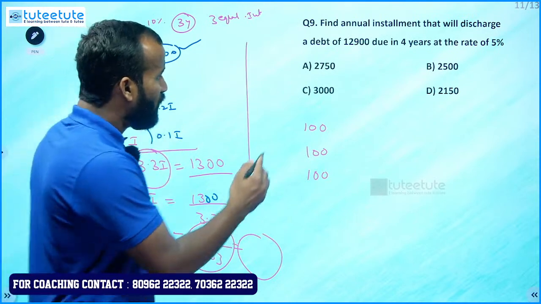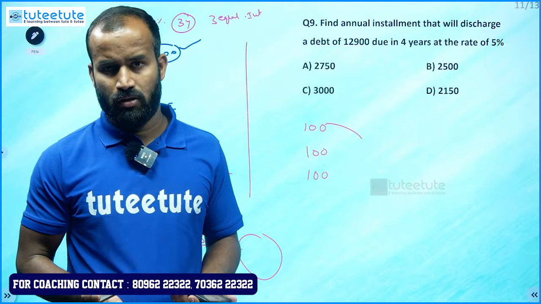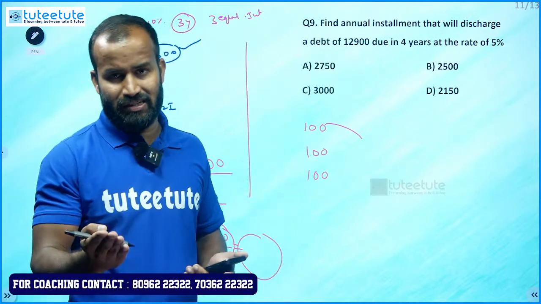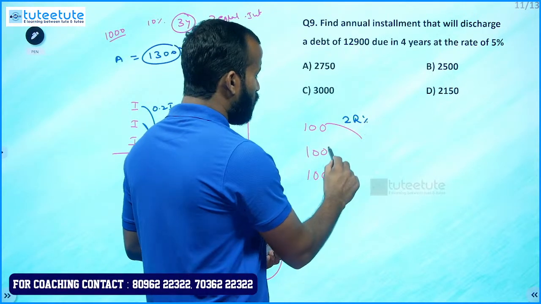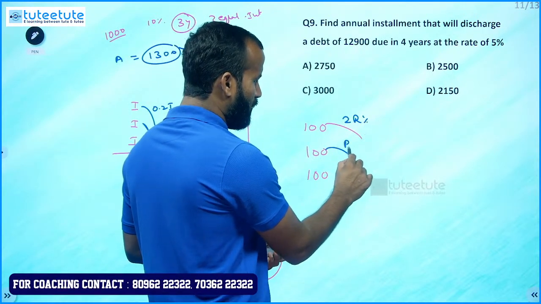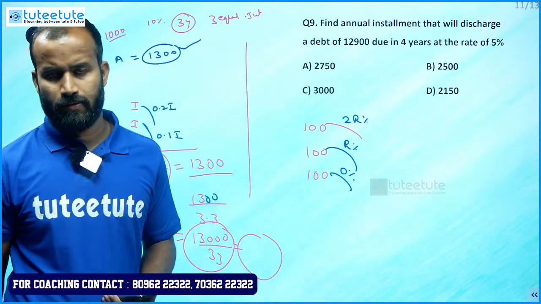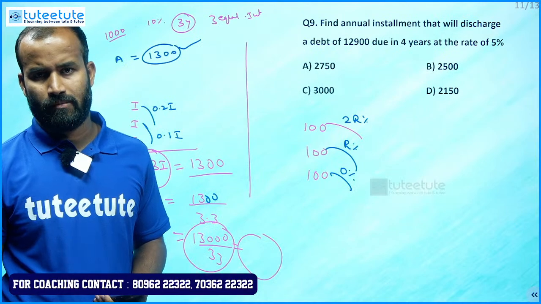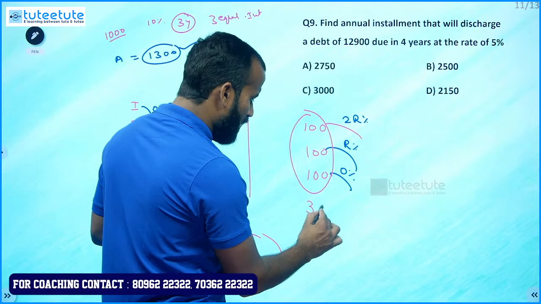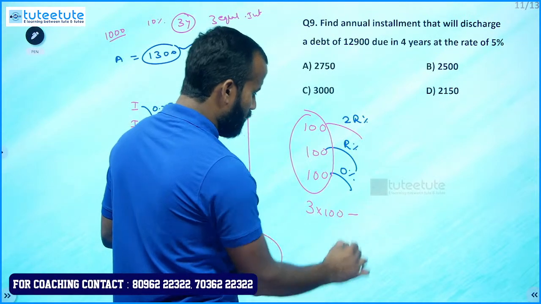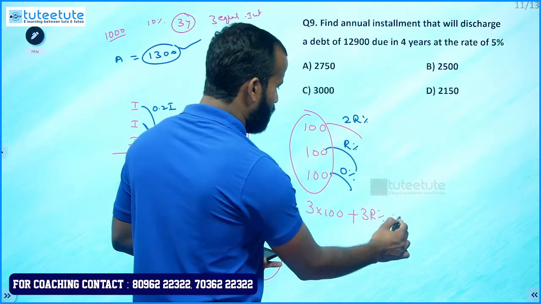For example, rate of interest is R. If you take R, for this I have to get 2 years interest, so 2R. For this 1 year I have to get R percentage. For this I want to get 0%. So 3 into 100, 300 plus 3R percentage is equal to the amount.